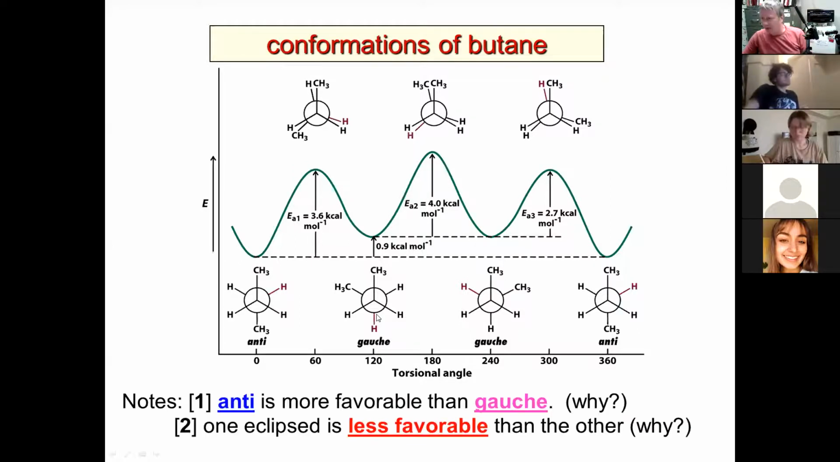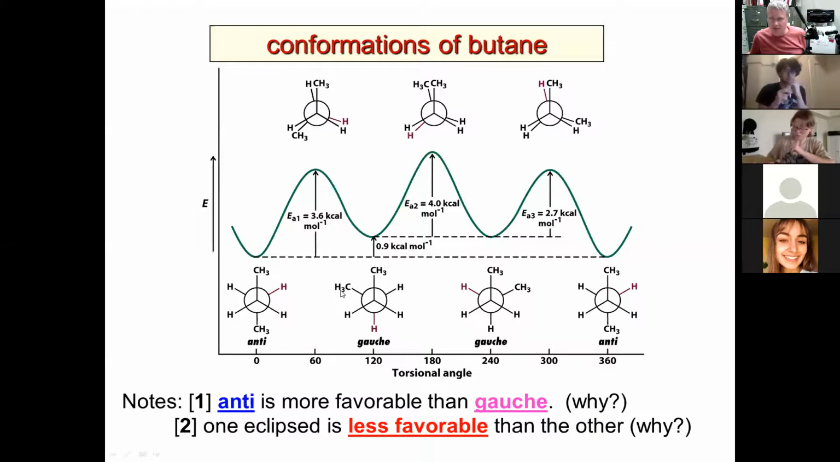Anti is more favorable than gauche, right? Why? What's the one word answer for that? The gauche has a steric interaction. Steric basically means the two CH3s are bumping into each other. Is steric tension just happening across the axis that's perpendicular to the torsional strain? It's the two CH3s being in proximity to each other. Steric strain is the two CH3s being in proximity to each other, okay?